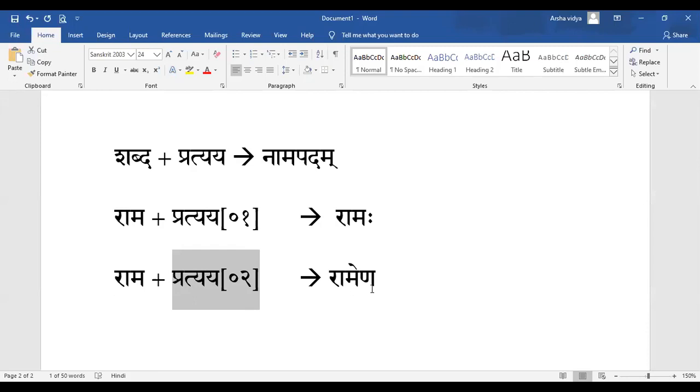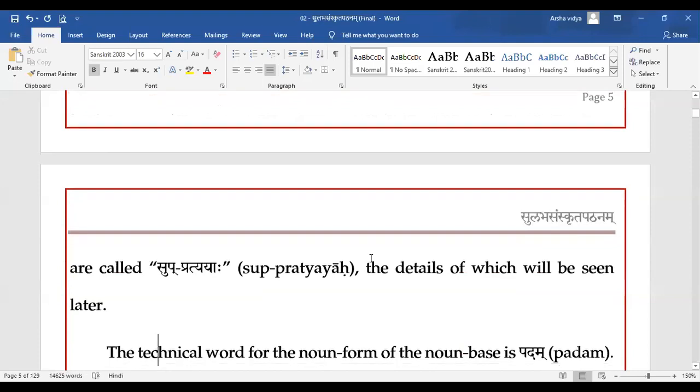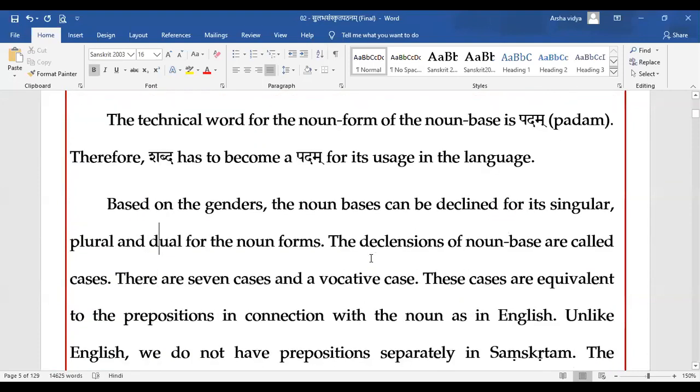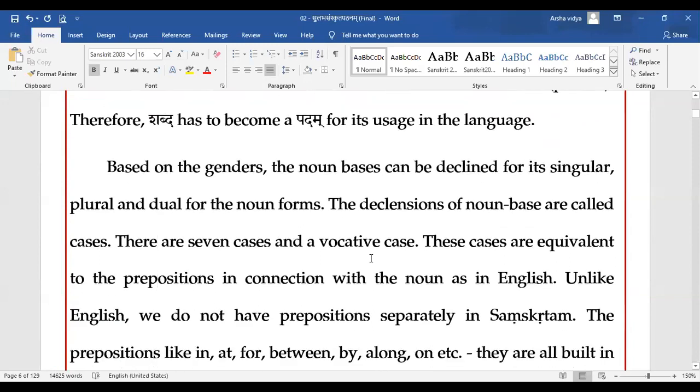So like that, so many are there. We are going to see so many. Each Namapadam having prepositional meaning is called a case. In English, it is called case. I will share the file again, that other main file. You can see here: a Namapadam having the prepositional meaning is called a case.